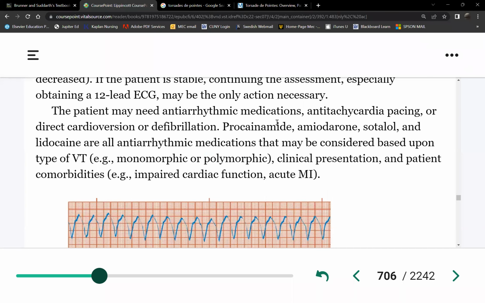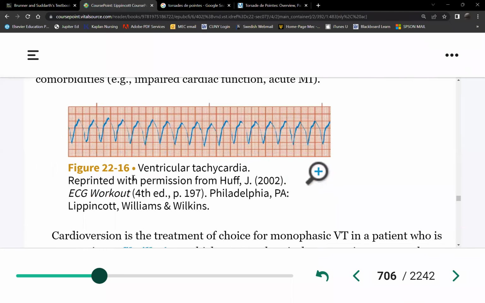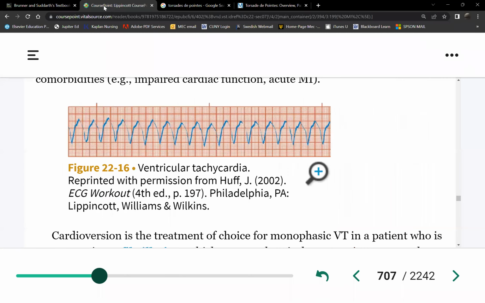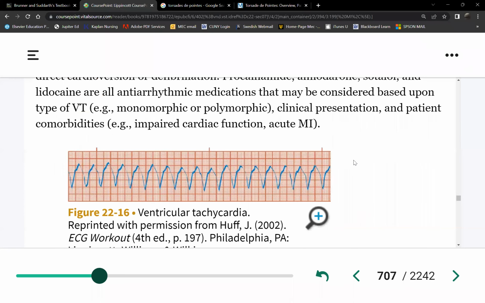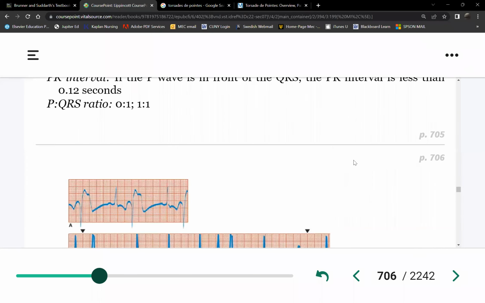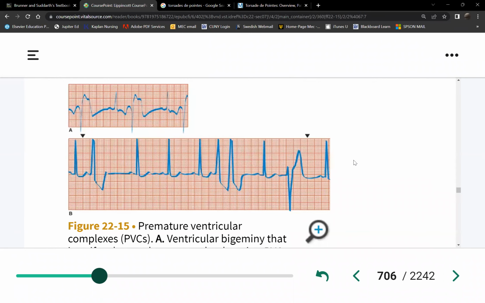Monomorphic. So this is monomorphic. Figure 22-16, this is monomorphic VTAC, and this is polymorphic. For the PVC strip, is there anything specific that would signal you that that's a PVC? This is all you have, so this is all I'm using. So just remember exactly what it looks like.